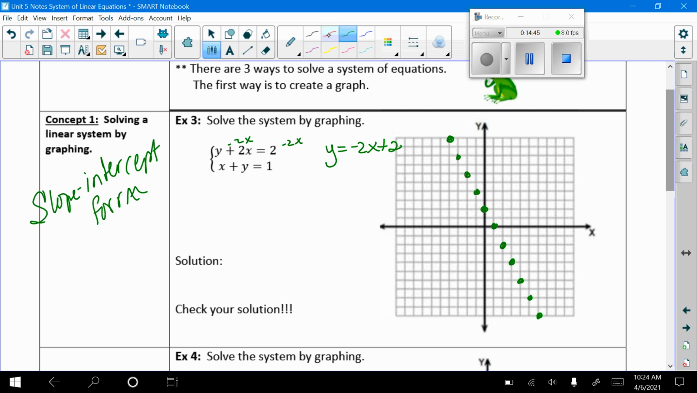Now I'm going to go ahead and do the other equation. I'm going to subtract an x, to get y is equal to -x plus 1, excuse me.